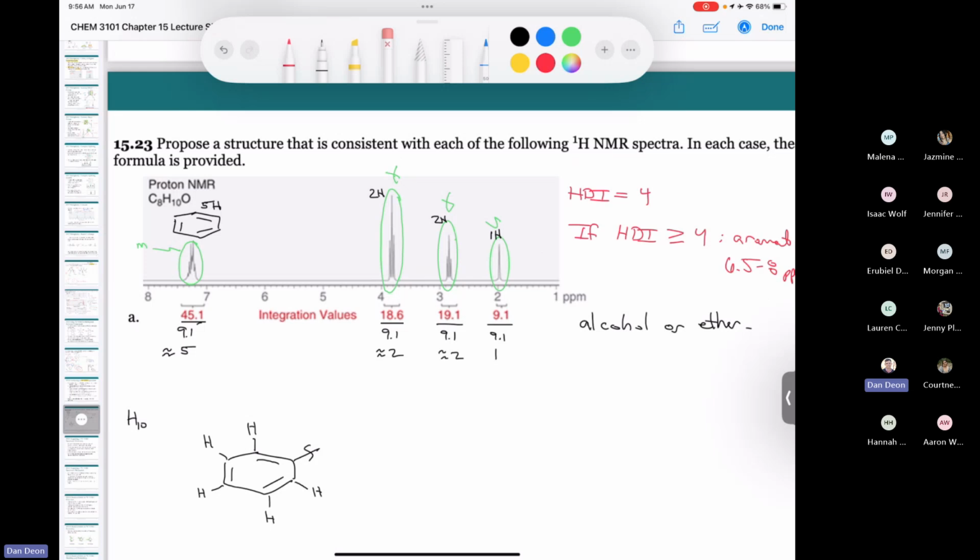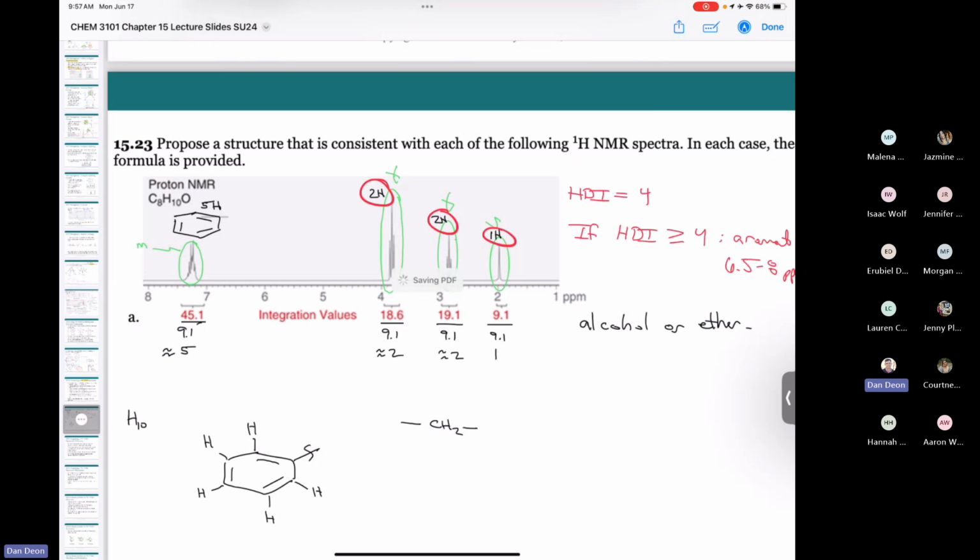Now, we've got 2 triplets and a singlet. So if we have something that integrates for 2 protons, and 1 proton, how do I get a triplet that integrates for 2 protons? The only way I can have that is to have a CH2 group split by another CH2 group.